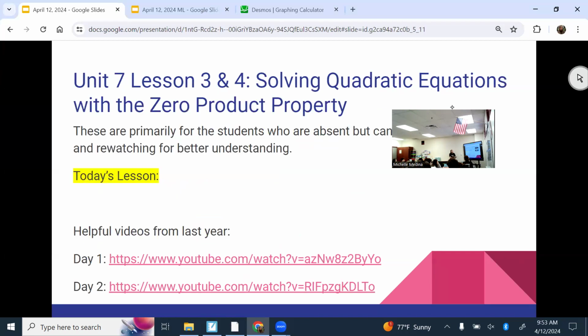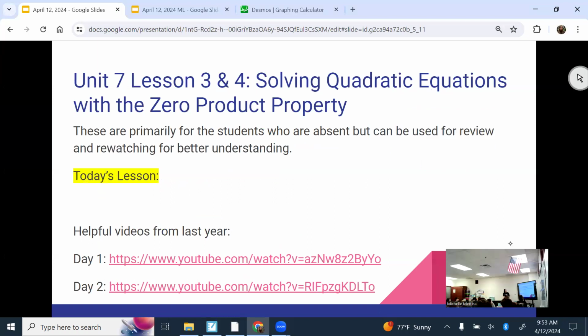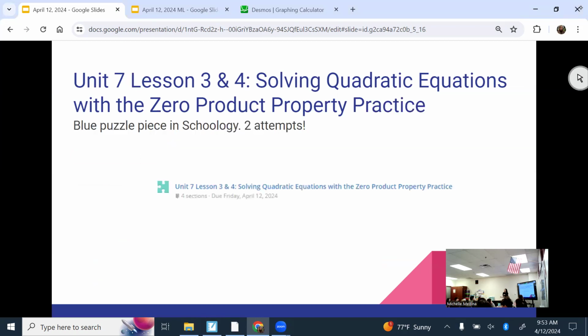So I'm recording right now, just like always, feel free to keep up if you're ever absent. And there's really no time for procrastination anymore. We're at the end of the semester. So you gotta keep up, you gotta watch the videos, you gotta take your own notes so that you can make this last unit test a really good score. Puzzle piece today will be lesson 3 and 4 combined, it's not 2 separate ones today, just one.